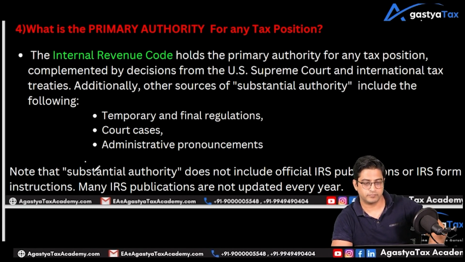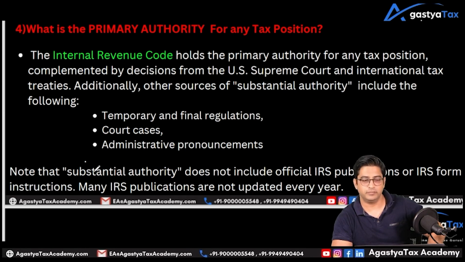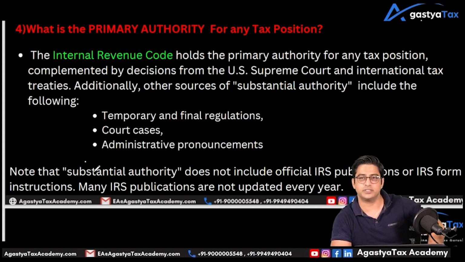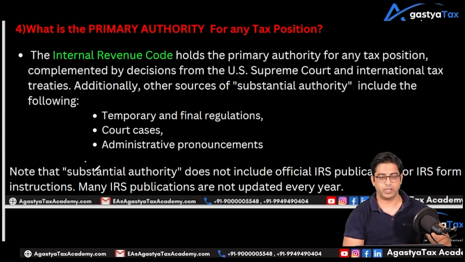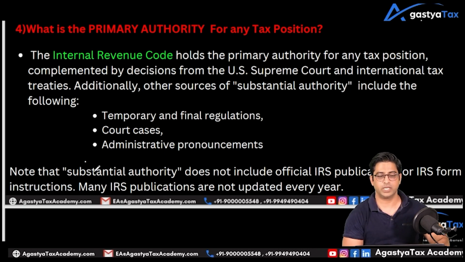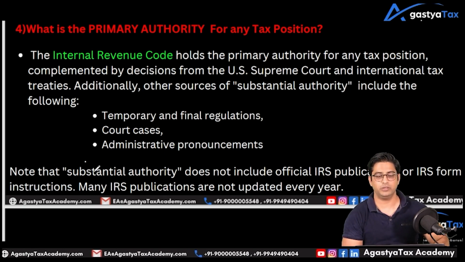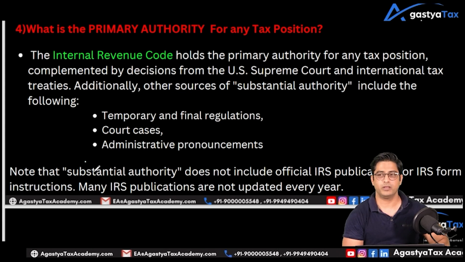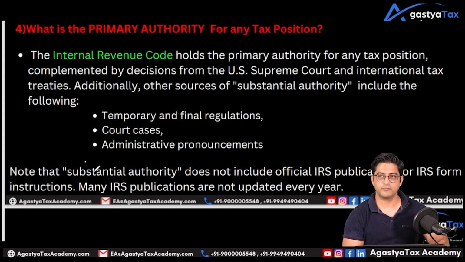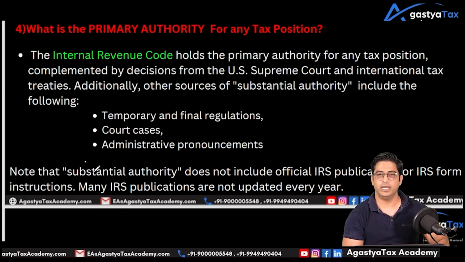Additionally, the below sources can be considered as substantial authority. First sub-bullet point: temporary and final regulations. Second point: court cases. Last point: administrative pronouncements.